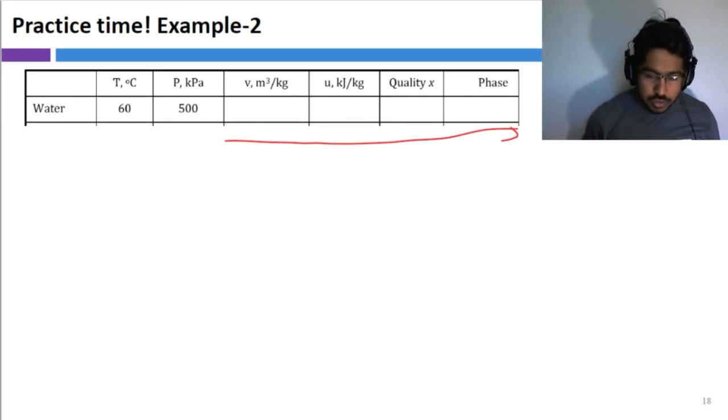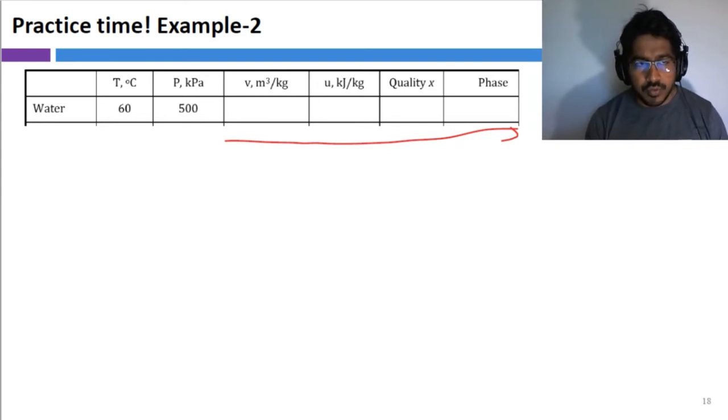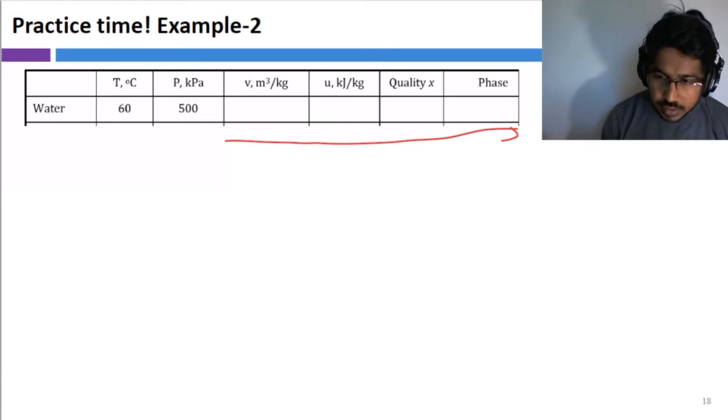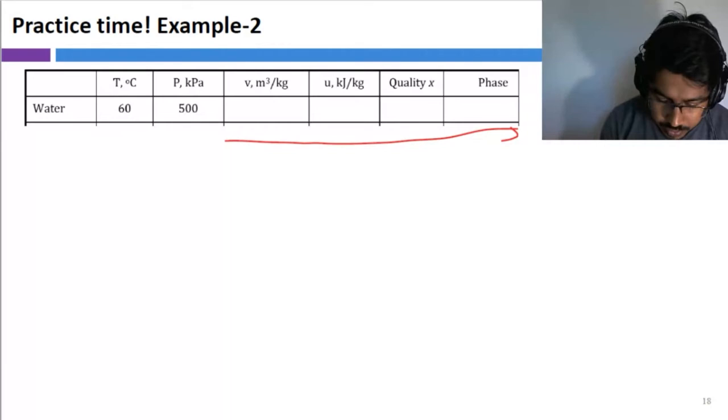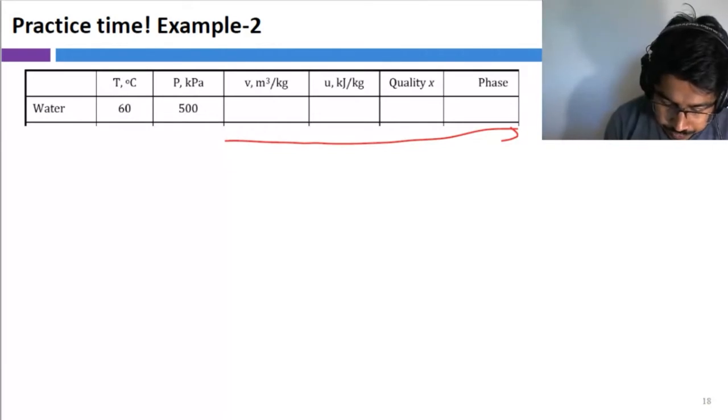Has anybody found the answer already? Okay, so which table to use, right? We always start with saturated water tables, like if the substance is water, we start with saturated tables. You can either start with temperature entry or pressure entry depending on what you are interested in. So let's solve it together. Okay, Desa, that's good, compressed liquid. Okay, let's see whether it's compressed liquid, right?